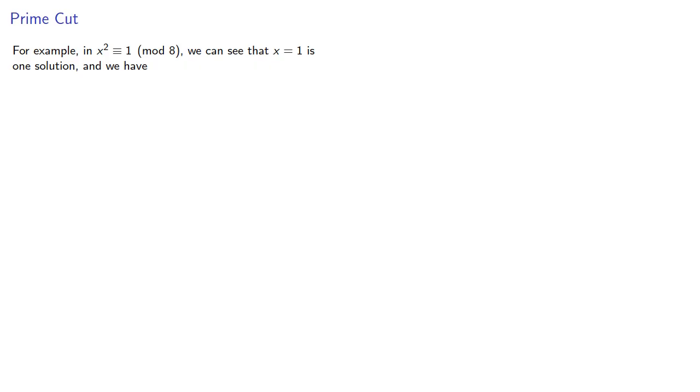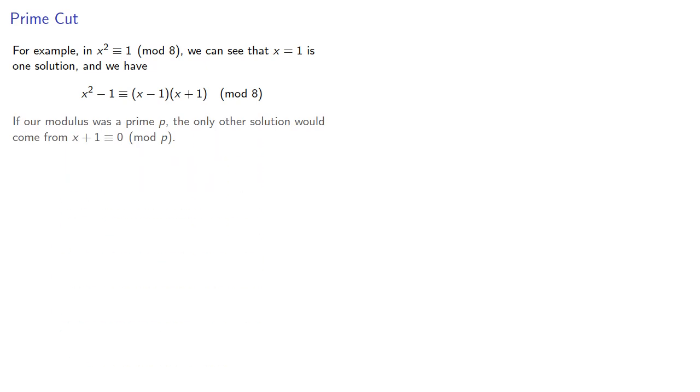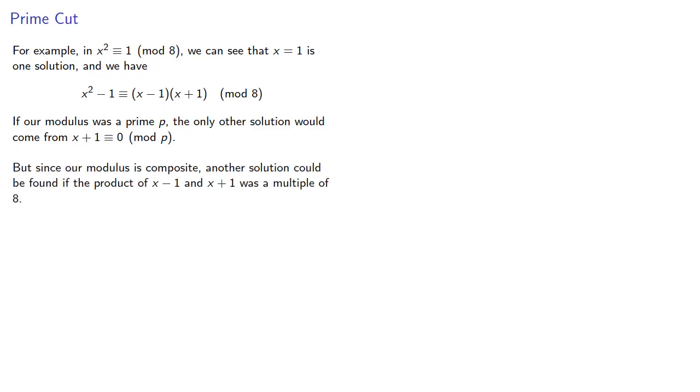So again, going back to x squared congruent to 1 mod 8, we can see that x equals 1 is one solution, and we have a factorization. If our modulus was a prime p, the only other solution would come from x plus 1 congruent to 0 mod p. But since our modulus here is composite, another solution could be found if the product of x minus 1 and x plus 1 was a multiple of 8. For example, if x equals 3, we'd get a product that is a multiple of 8, and that would give us another solution.